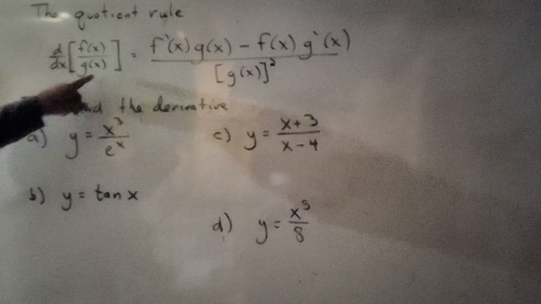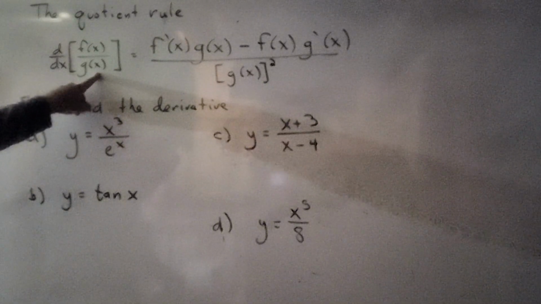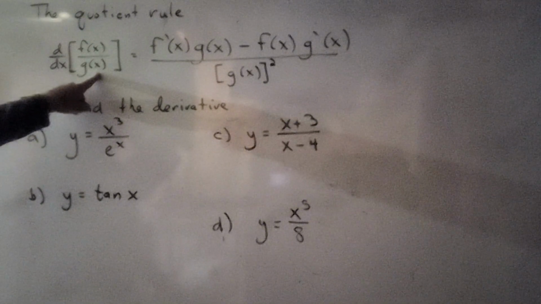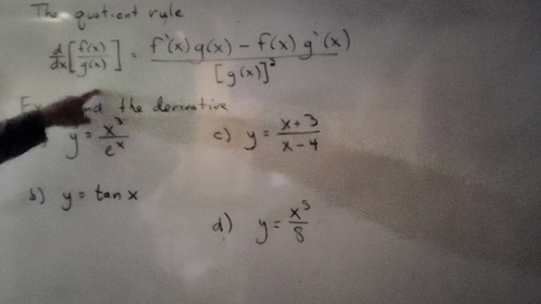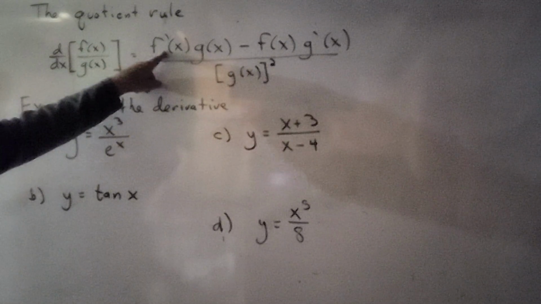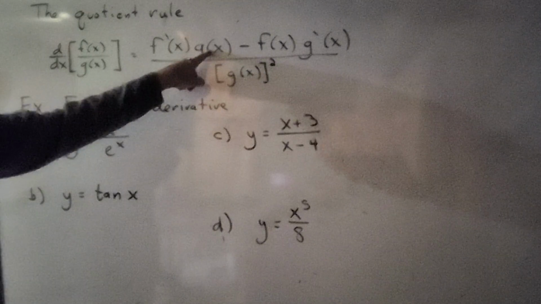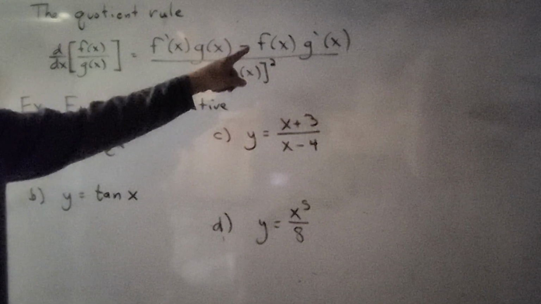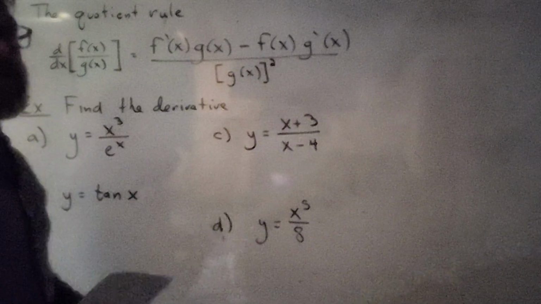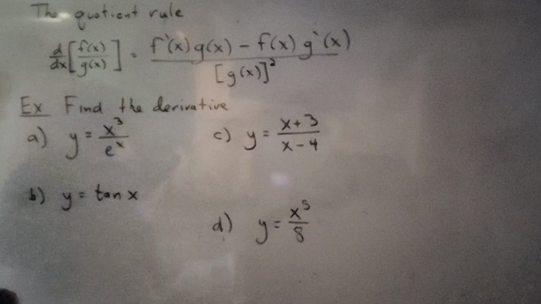So if I have two differentiable functions, f of x and g of x, I want to be able to find the derivative of the quotient. So the derivative with respect to x of f of x divided by g of x is the derivative of the numerator multiplied by the denominator minus the numerator times the derivative of the denominator, all over the denominator squared.